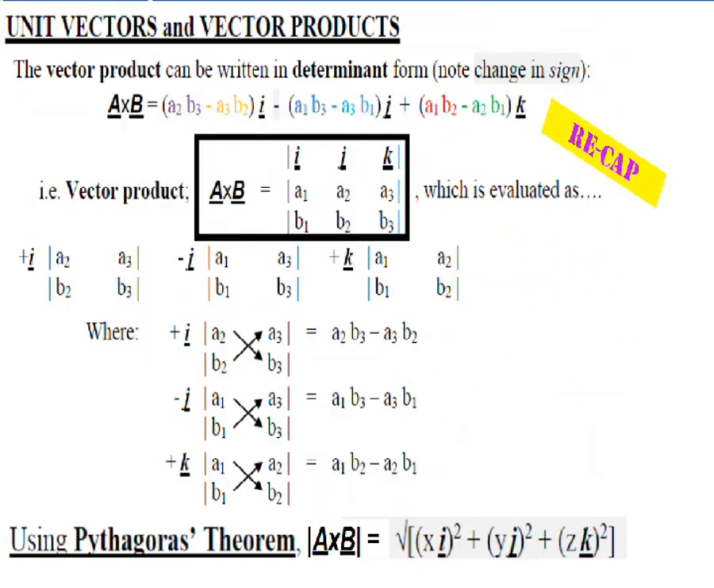This slide is a recap of that shown in part 1 of the presentation, just included here for convenience. It outlines the vector product, A cross B, in determinant format, and also how we find the magnitude of a vector product using Pythagoras' theorem. We'll be using this information now to underpin the work we're going to do for the examples and exercises that follow, where we're applying this theory to solve particular problems.